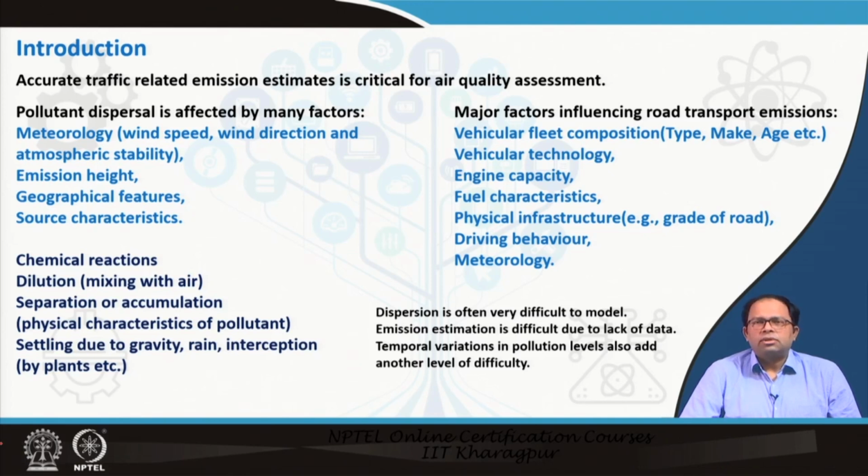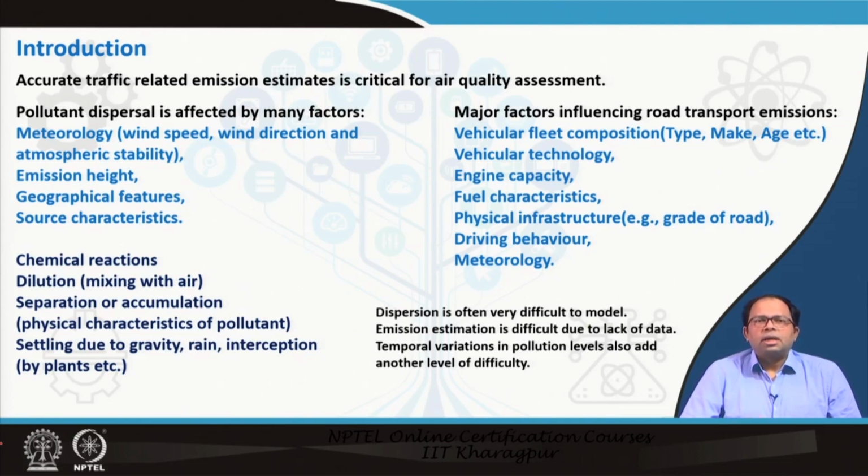Vehicles are of course at the ground level, so for emission height we are not talking about stacks like stacks from industries. Then there are geographical features for that particular area, and the source characteristics, like whether it is a point source or a line source. Point source means maybe an industry stack, whereas a road with vehicles on it could be considered as a line source. So, these are the different characteristics.